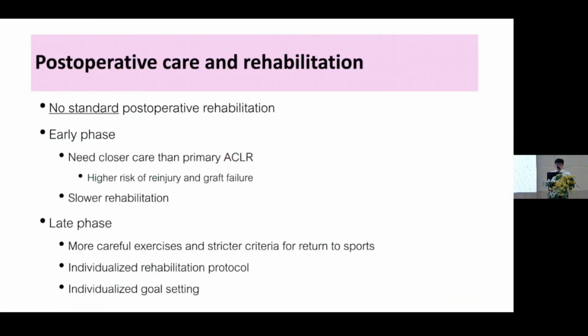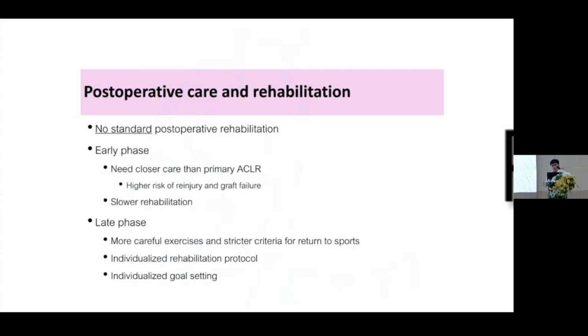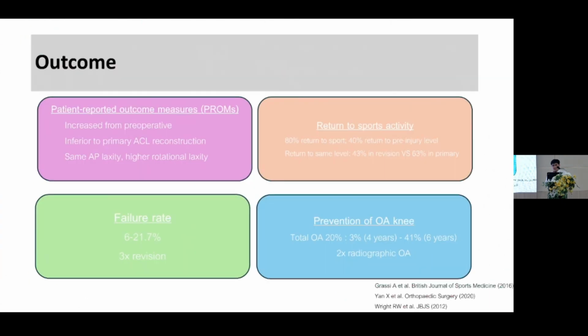The rehabilitation: we have no standard preoperative rehabilitation for the revision. However, we have to consider that in this case, we need closer care than primary ACL and slower rehabilitation. In the late phase, we have to individualize the rehab protocol and goal setting. For the outcome, revision ACLR has a higher failure rate, a longer return to sport activity time, and a lower PROM compared with the primary ACLR.